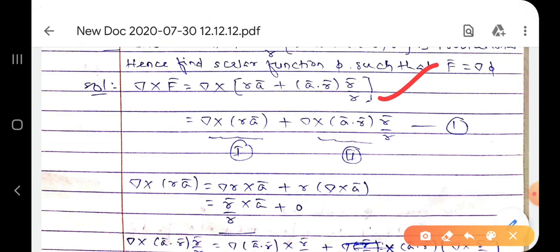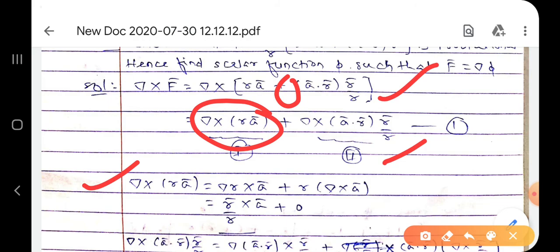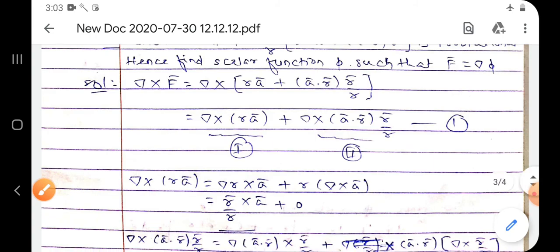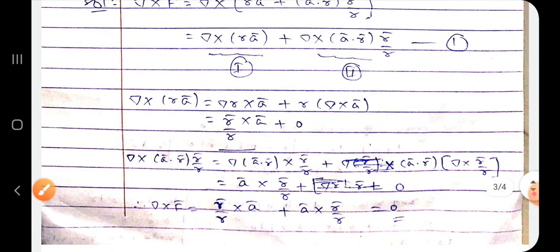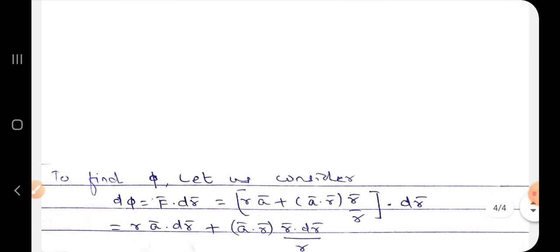Now use your del cross, separate here from this plus sign, make two parts. Del cross r a bar plus del cross a bar dot r bar into r bar upon r. So these are your two parts. Now first we take the first part and use del cross phi u bar. Yes, everybody do it yourself. Here also del cross phi u bar. So this is your phi and this is your u bar. You may decide and do it and show that it is 0. I will show you how to find phi.